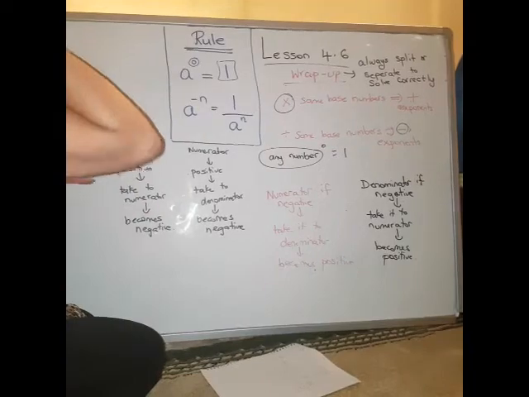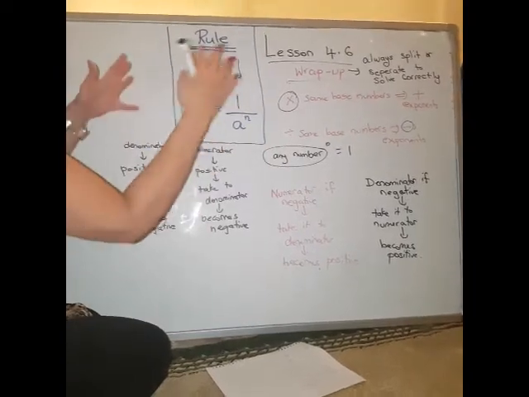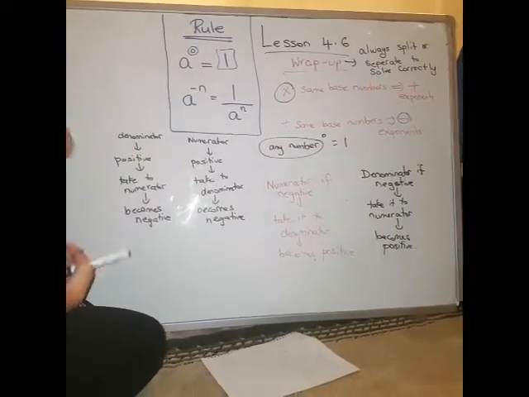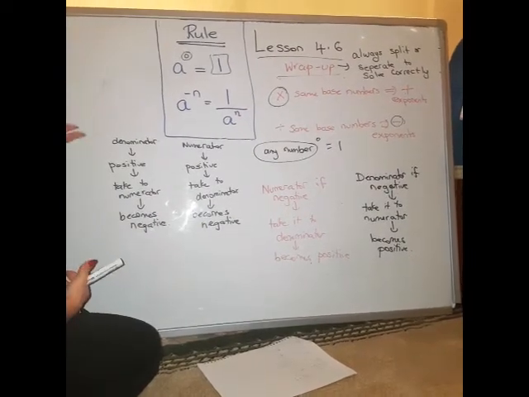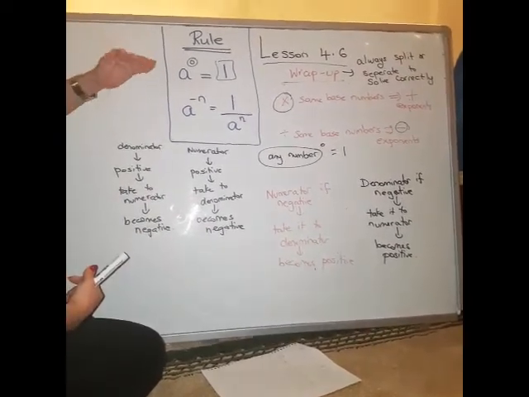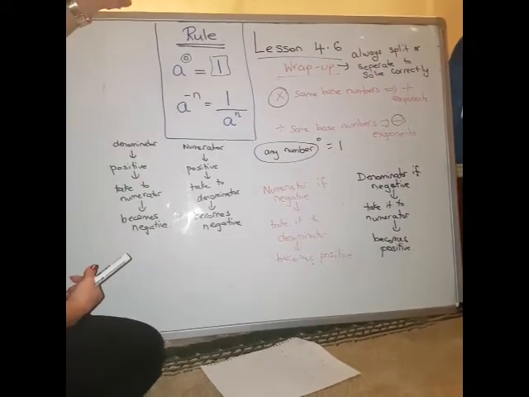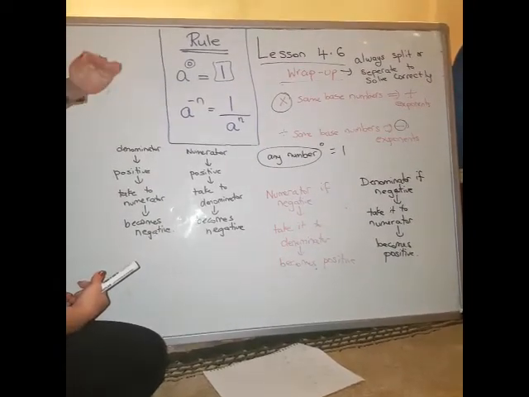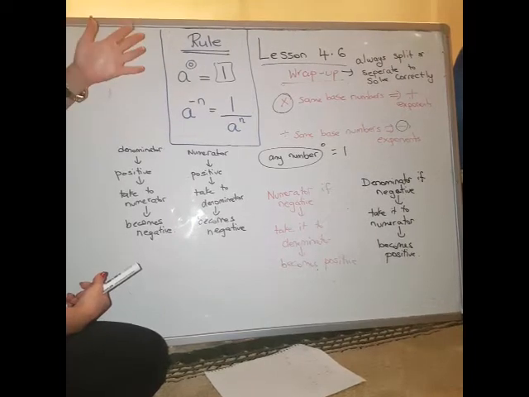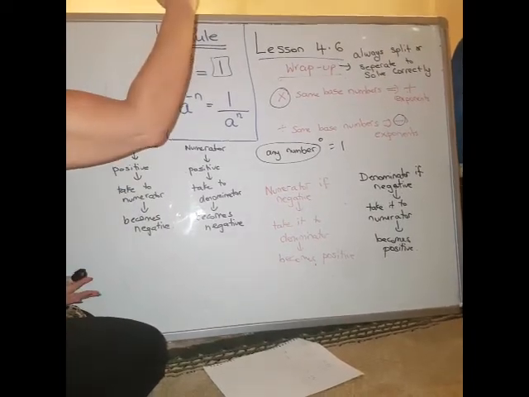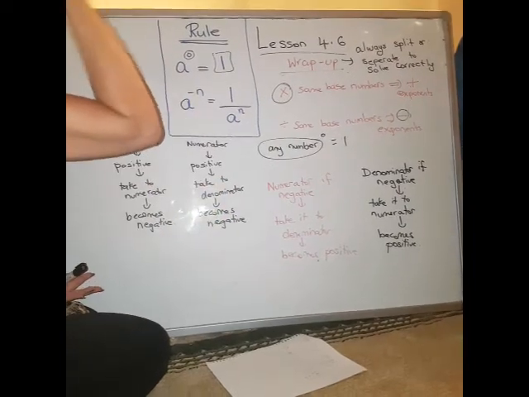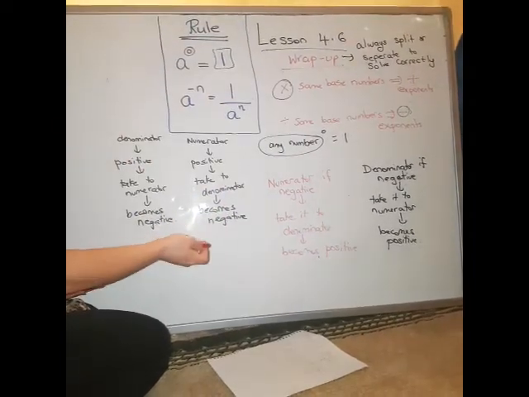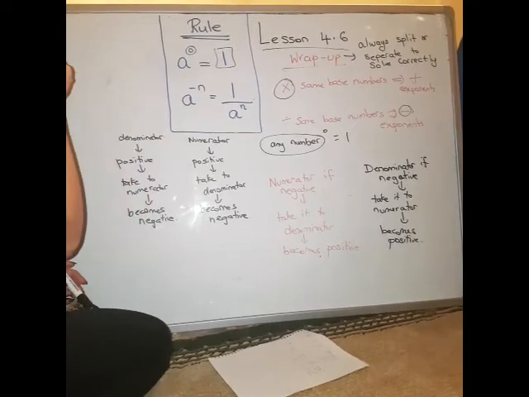Please, guys, go back and review these rules. As you go along, check them out. Re-see your tutorial, okay? When the denominator is negative, take it to the numerator, it becomes positive. When the denominator is positive, take it to the numerator, it becomes negative. When the numerator is negative, take it to the denominator, it becomes positive. When the numerator is positive, take it to the denominator, it becomes negative. It's vice versa, okay?